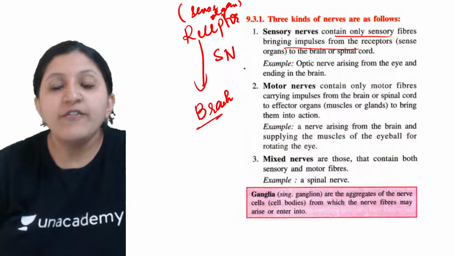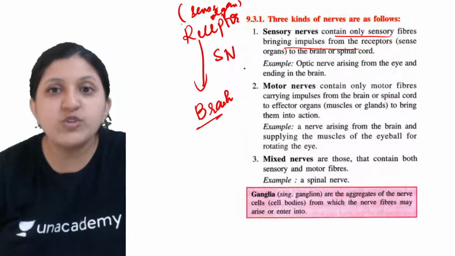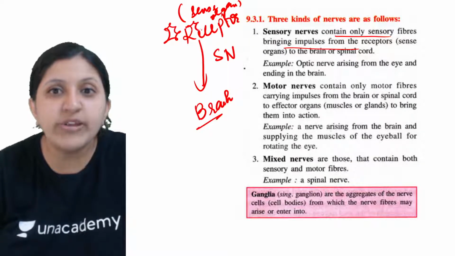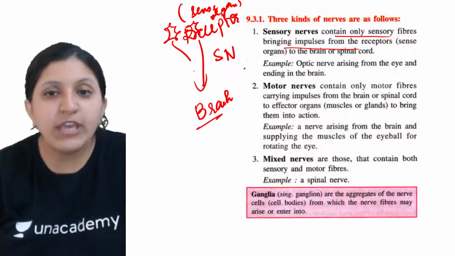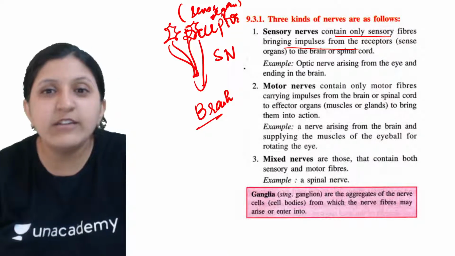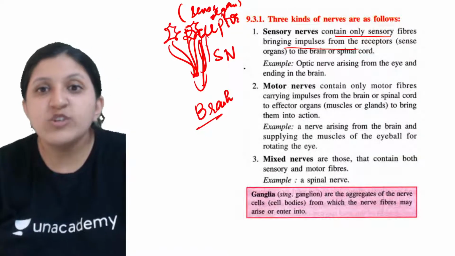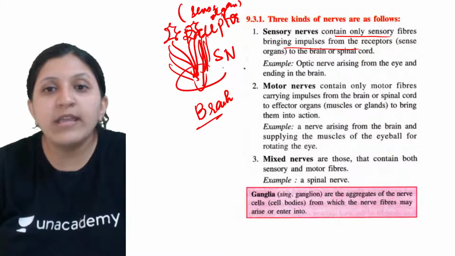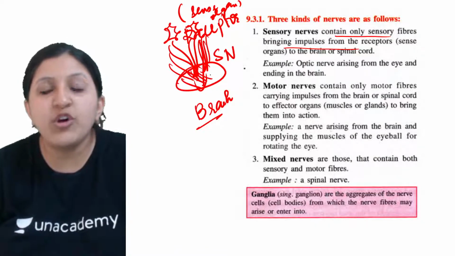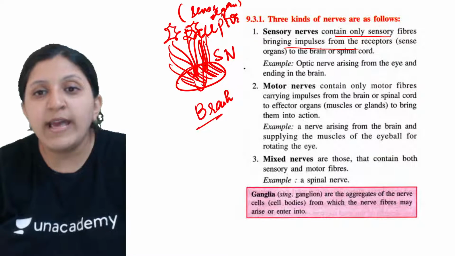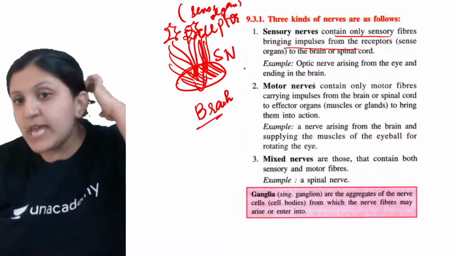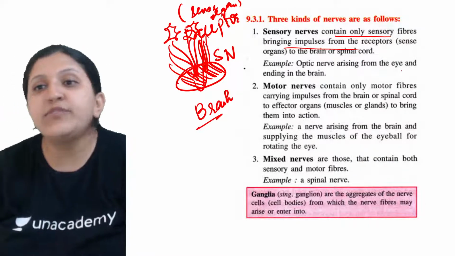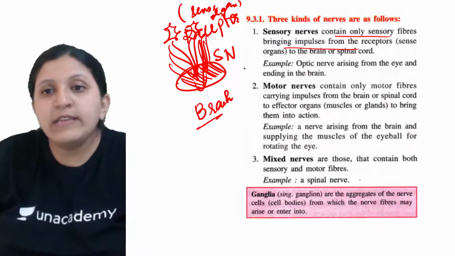From the receptors there are many neurons arranged here. From each of these, nerve fibers arise, and they all bundle together to form a structure called a nerve. An example is the optic nerve arising from the eye and ending in the brain.